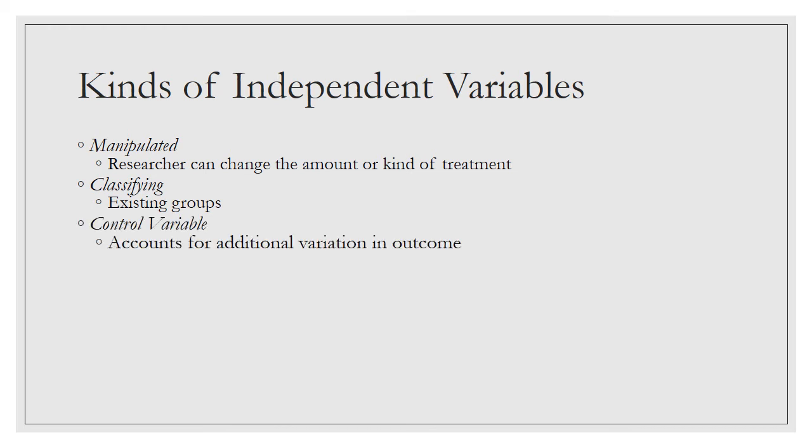A control variable accounts for additional variation in our outcome, but we incorporate it into our design or our model. So you can think of our outcome from before as mathematical achievement. Prior achievement is going to be predictive of achievement later on. So we might want to have some sort of pretest as a control variable in our model.